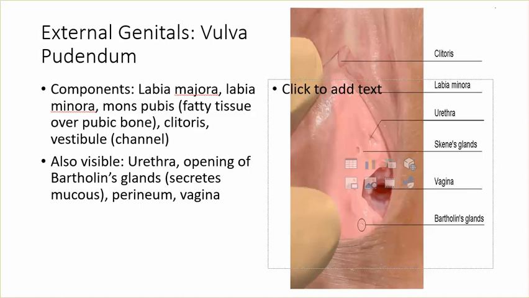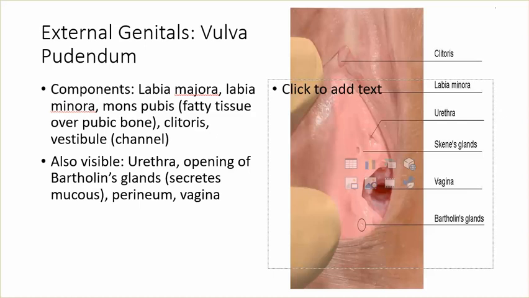The clitoris is analogous to the penis, except it's a lot smaller. But it has the same number of nerve endings, so it's way more sensitive. Now, the area between the labia minora is called the vestibule. And the vestibule is the entryway.